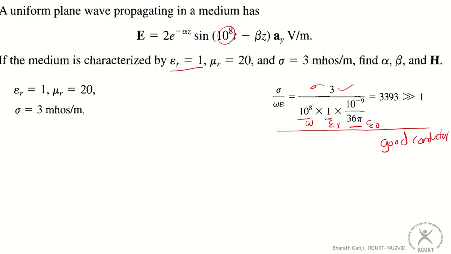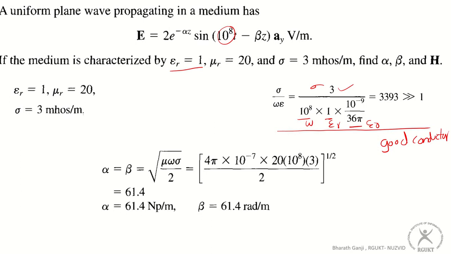If it is a good conductor, in this case, conduction current dominates in this material. So if that is the case, what is the value of alpha and beta? We can calculate the values of alpha and beta here. Alpha is equal to beta, which is square root of mu omega sigma by 2. So this is the value of mu naught, and here is your omega, and here is your sigma.